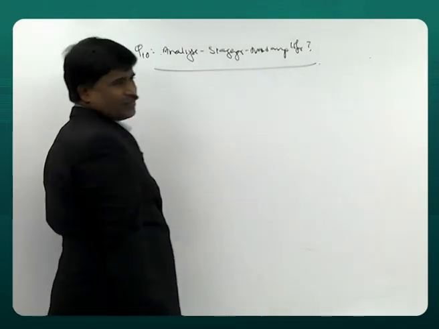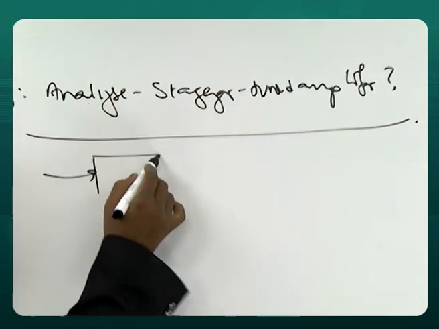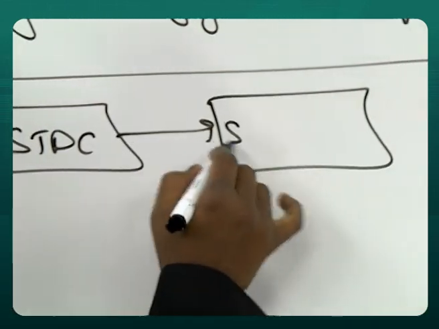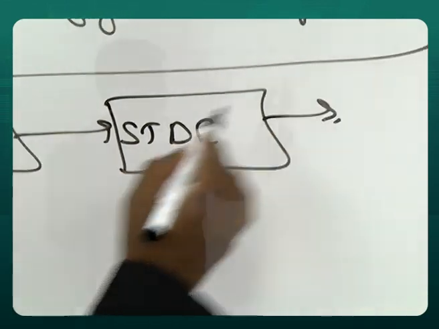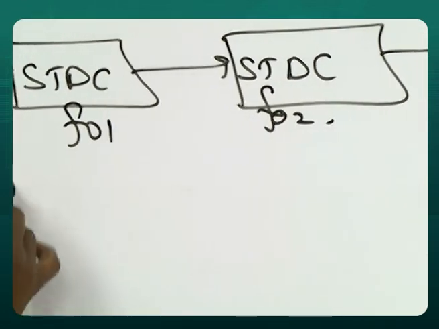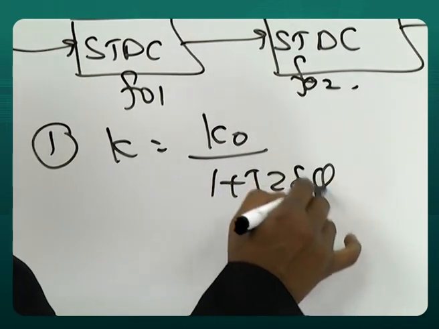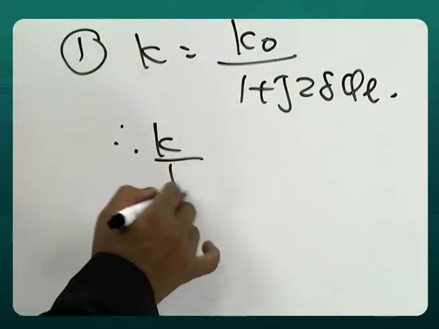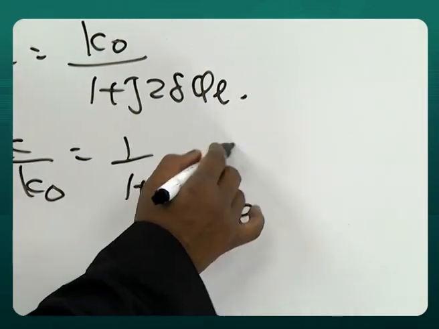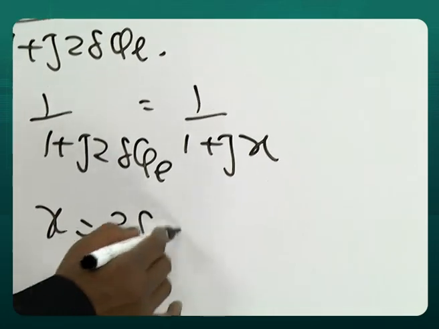Analyze stagger tuned. What is stagger tune? It is nothing but single tune direct couple, F01, F02. Just now we said K0 by 1 plus J 2 delta QE. Therefore, K by K0 is 1 plus J 2 delta QE. Suppose you say Jx, where x is 2 delta QE.